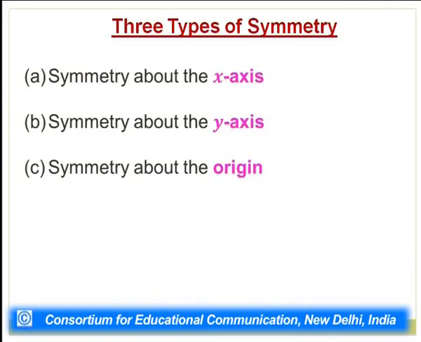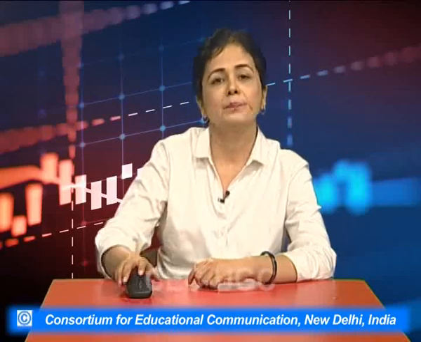We will be talking about three types of symmetries in particular: symmetry about the x-axis, symmetry about the y-axis, and symmetry about the origin. And as a bonus discussion, I will also bring in symmetry about the line y equal to x. But let's first talk about symmetry about the x-axis.